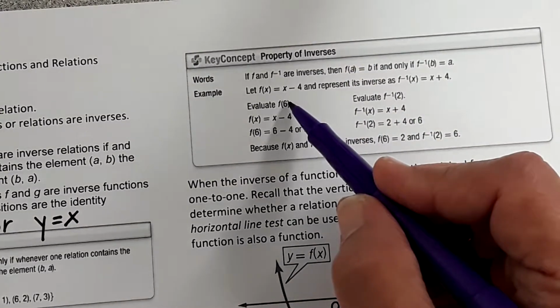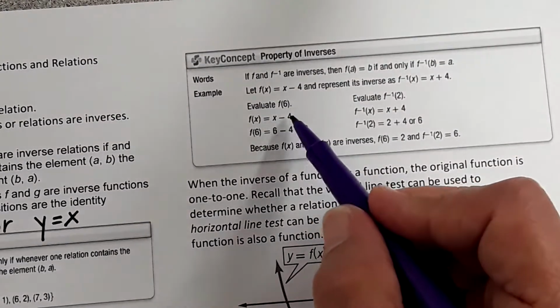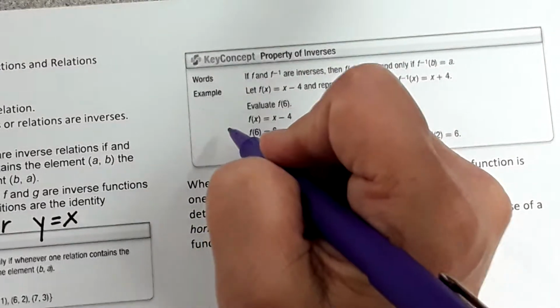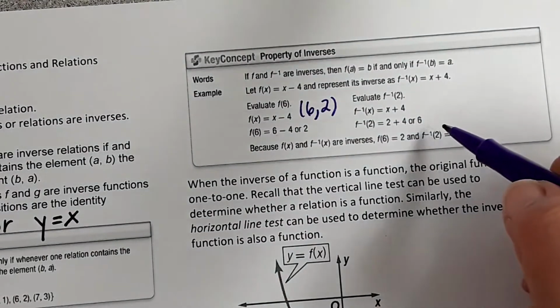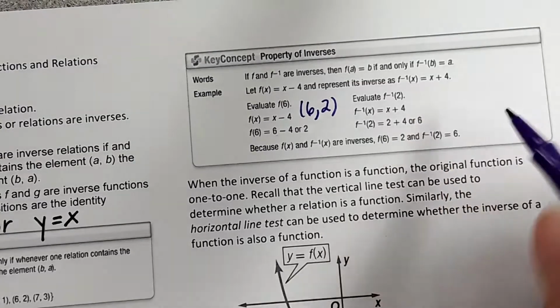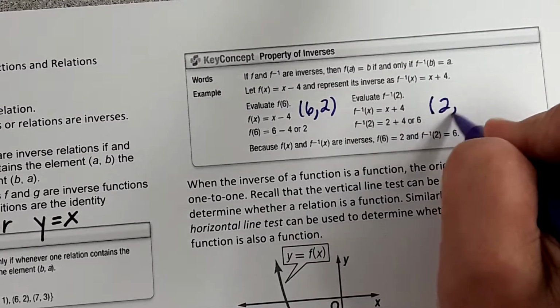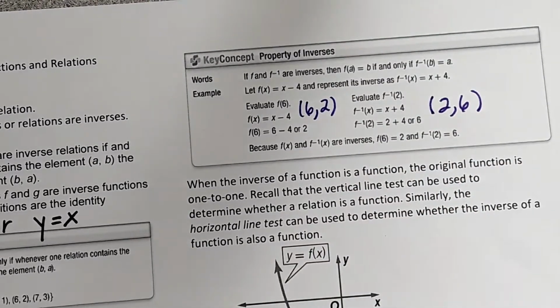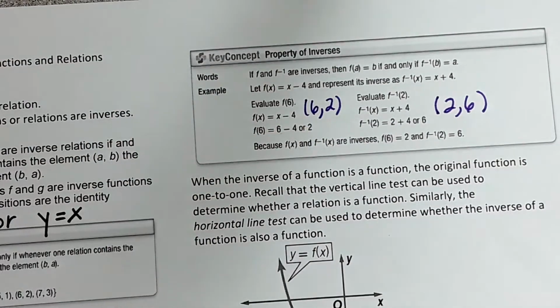If I plug 6 in, I just picked 6, right? It's just an ordered pair, and I put 6 in. 6 minus 4 is 2. So my ordered pair here is 6, 2. That means if the inverse is true, if I plug 2 into this, I should get 6 as my answer. So we plug 2 in. 2 plus 4 is 6. So this ordered pair is 2, 6. So that is why they're inverses. You can do it with any number. If they are true inverses, their ordered pairs will be switched. If they're not inverses, it's not going to work.